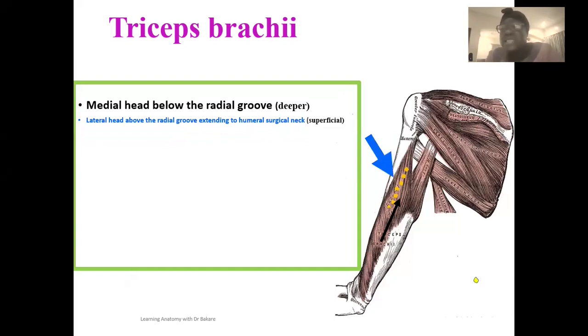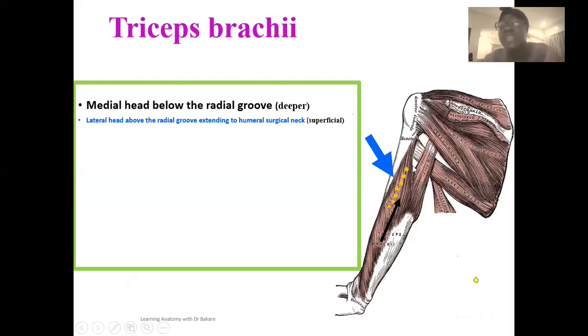Considering the pattern by which the medial and the lateral heads emerge, you see that the medial head will be emerging at the inferior part or region of the radial groove, while the lateral head will be emerging at the upper region of the radial groove. And if you look at this lateral head, you see that they also extend to the surgical neck of the humerus at this upper region. So after their fibers are seen to emerge from the superior, the upper part of the radial groove, some of the fibers are also seen to emerge from the surgical neck of the humerus. And this is what then puts the lateral head overlying the medial head.